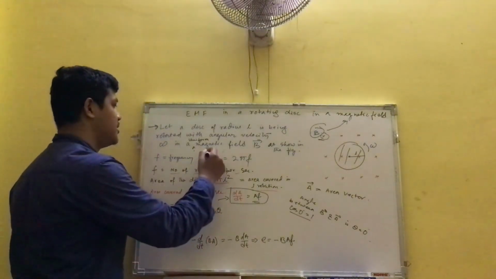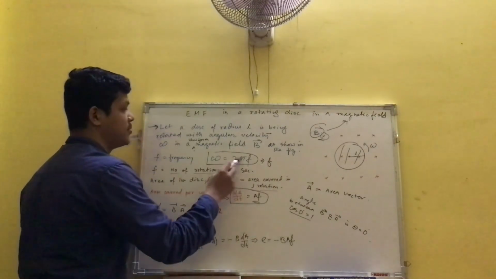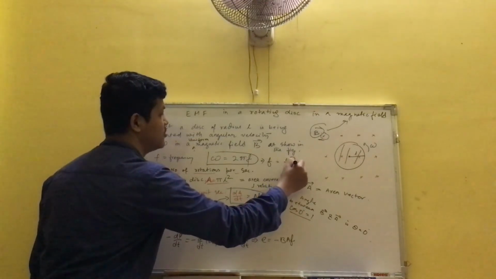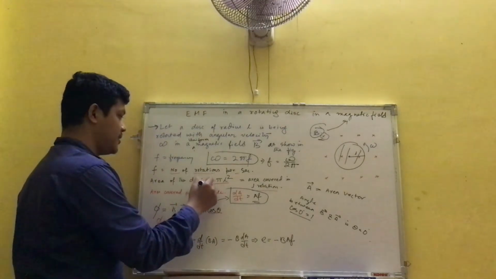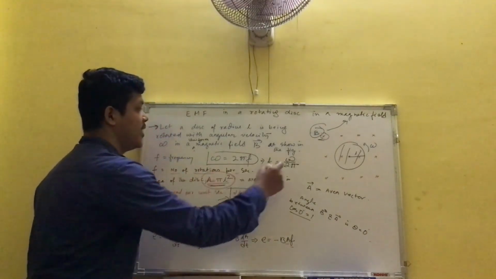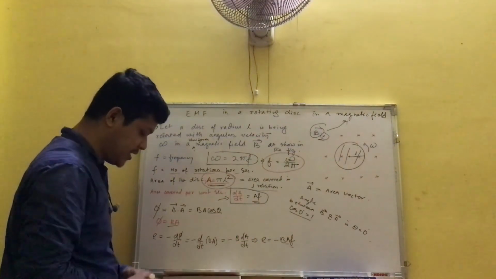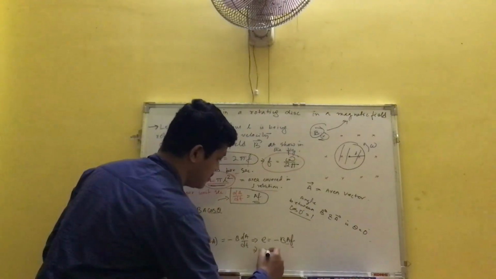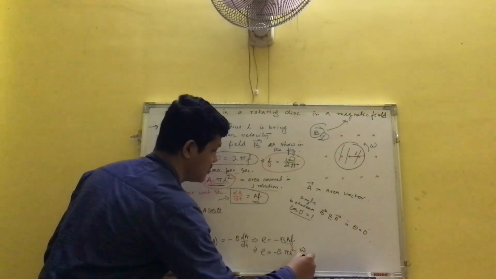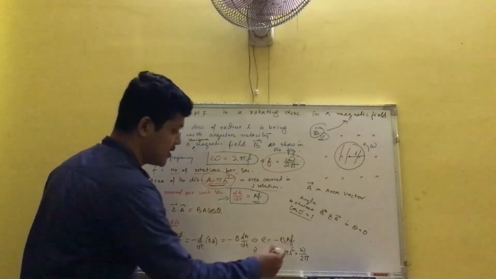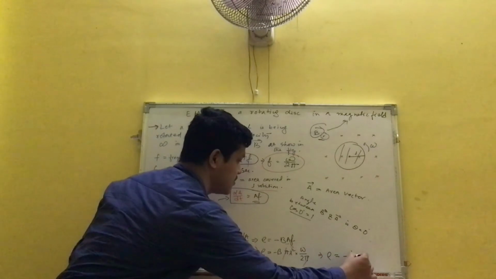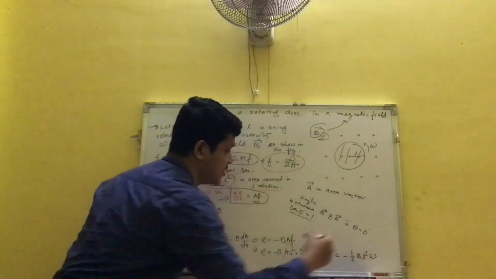Now from this relation we can write F is equal to omega by 2 pi, and A is pi L square. Let us replace A and F by these two values. Then what you will get? Then you will get E is equal to minus B, A is pi L square, and F is omega by 2 pi. Here you see this pi cancels. So our final result is E equals minus half B L square omega.